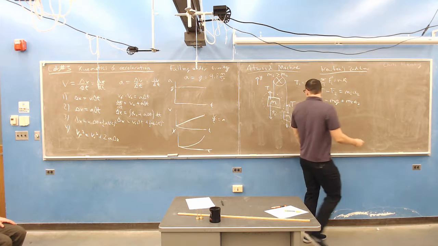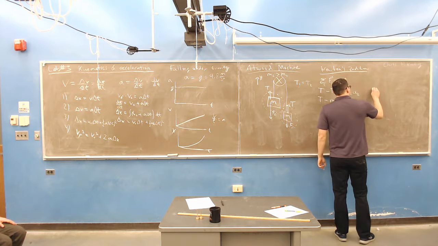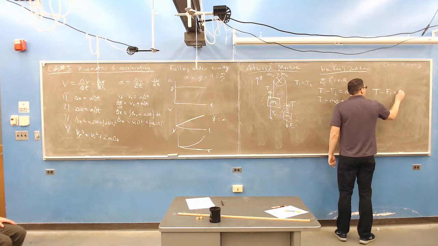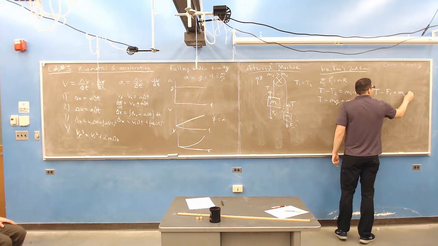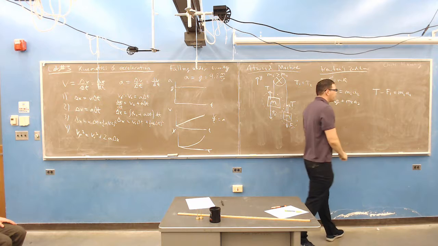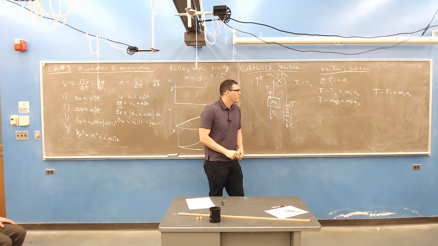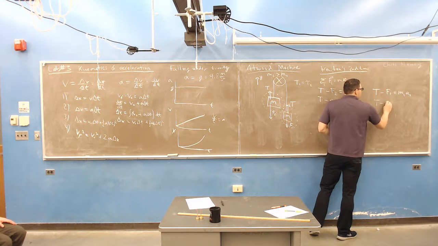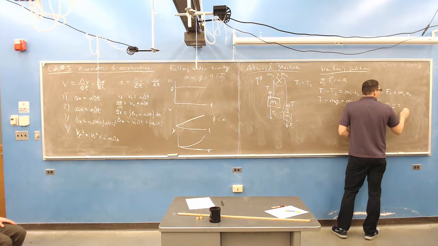If we sum up the forces on that guy, what do we get? We get T minus F1 is equal to M1 A1. And then T minus M1 G equals M1 A1.